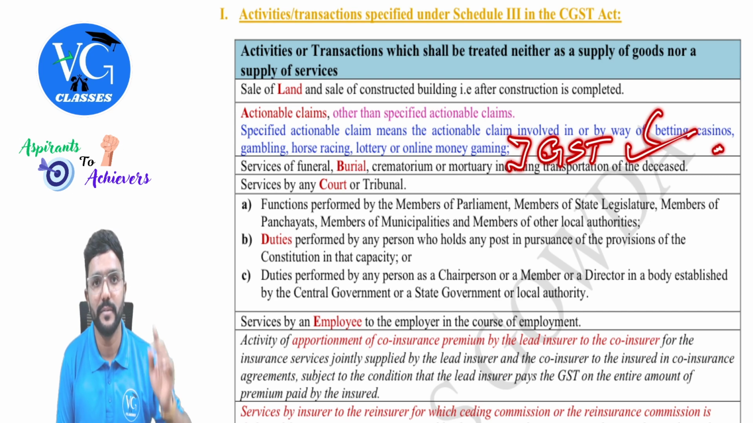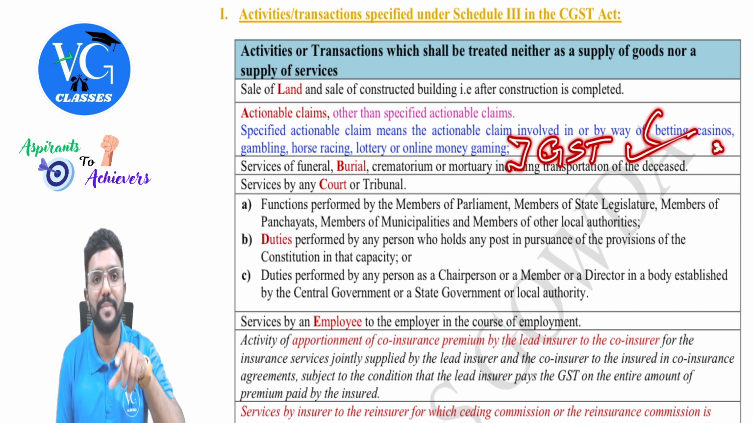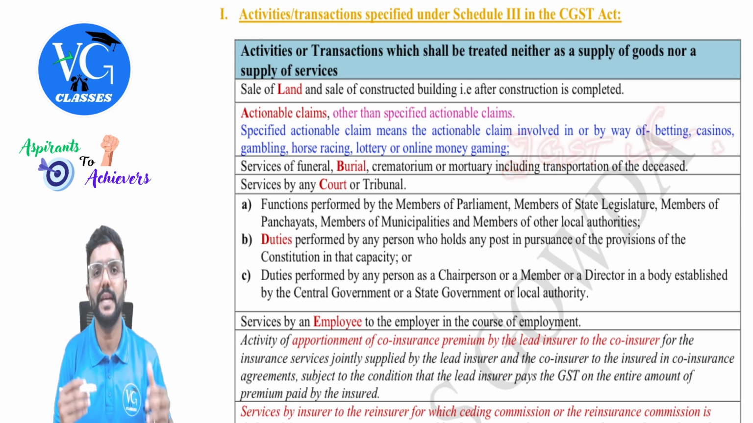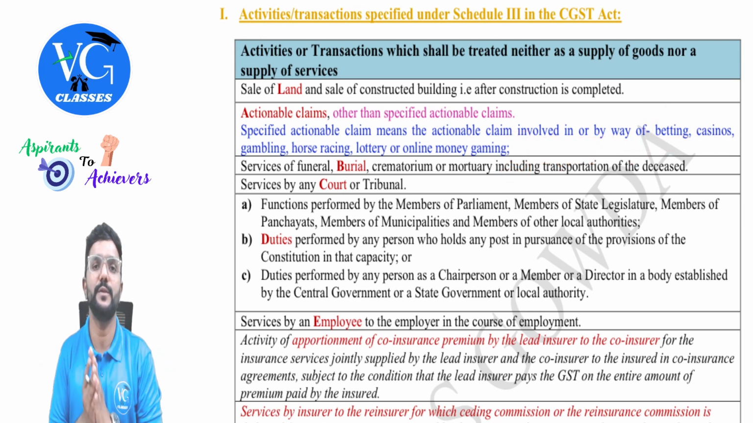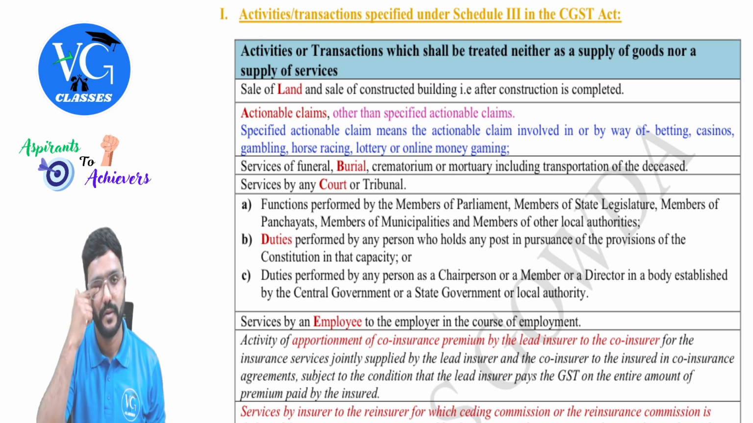Any other actionable claim actually is goods. Actionable claim is goods. But here they are telling it is a part of Schedule 3, meaning on that GST is not applicable. But not all actionable claims. So specified actionable claim is covered under GST. Any other actionable claim is covered in Schedule 3, which is outside GST. No GST on it.